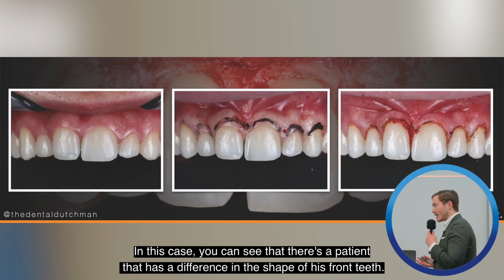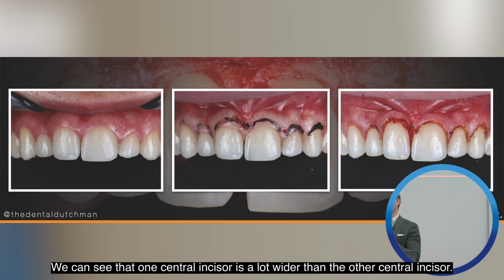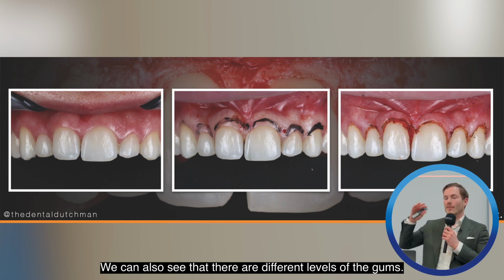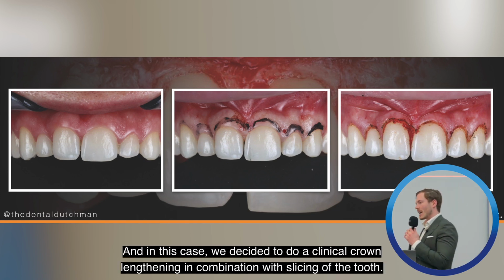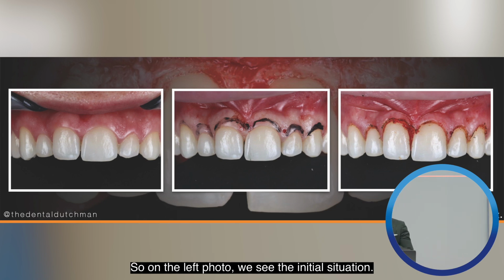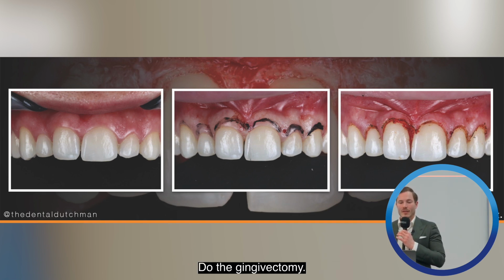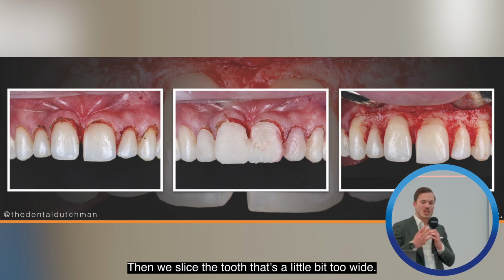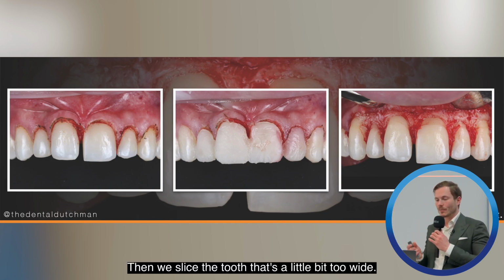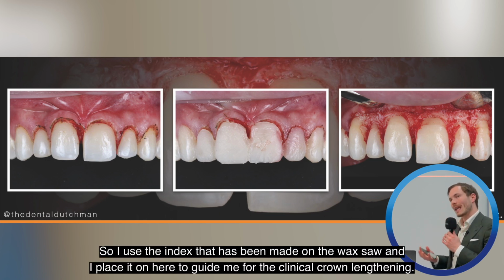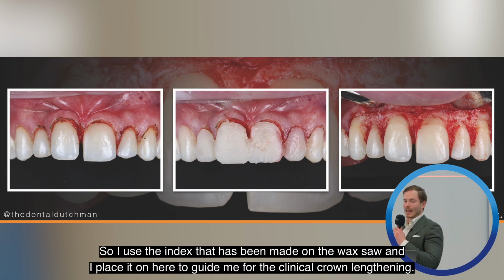In this case, you can see that there's a patient that has a difference in the shape of his front teeth. We can see that one central incisor is a lot wider than the other central incisor. We can also see that there are different levels of the gums. And in this case, we decided to do a clinical crown lengthening in combination with slicing of the tooth. So on the left photo, we see the initial situation. Then we see where we want the gums to be, do the gingivectomy. Then we slice the tooth that's a little bit too wide, and then I place my mock-up. So I use the index that has been made on the wax-up, and I place it on here to guide me for the clinical crown lengthening.